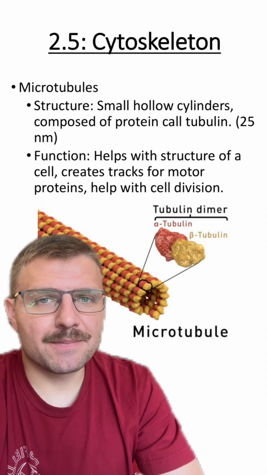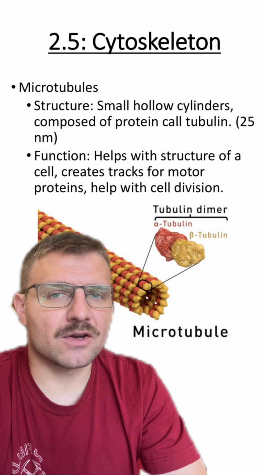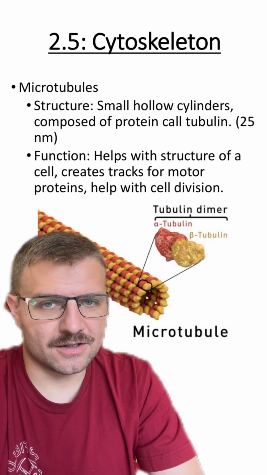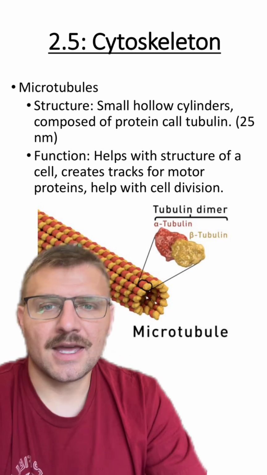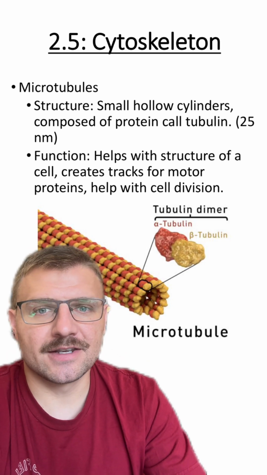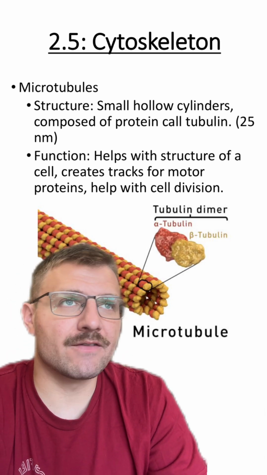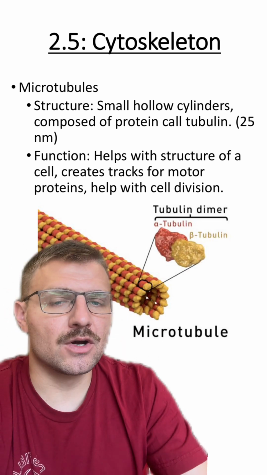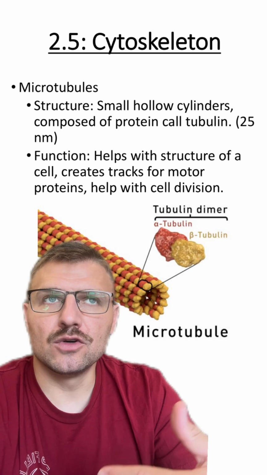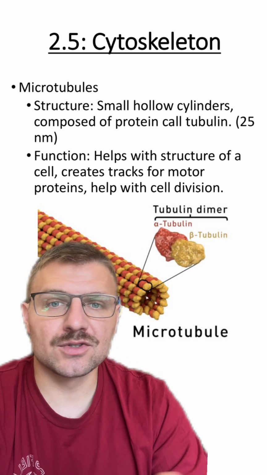The last type of cytoskeletal structure we're going to talk about is something called a microtubule, and these are the largest. These are small hollow cylinders that are made of a protein called tubulin, and they kind of act as a highway system for the cell. Now, they do have other functions, but these are basically a highway system that different motor proteins are going to use to move different organelles and molecules around the cell.